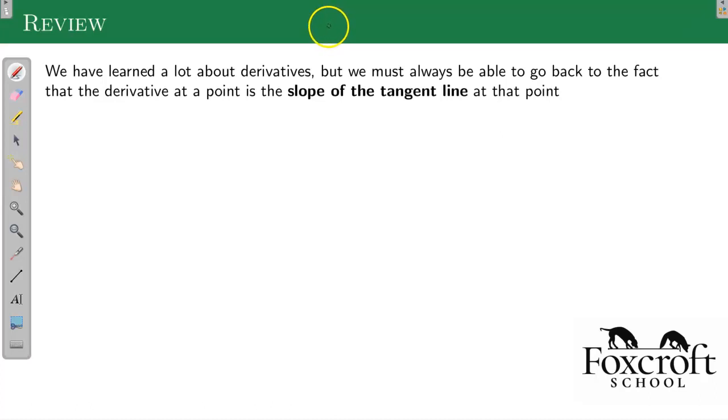All right, so let's review derivatives. We've learned a lot about derivatives, how to use the chain rule, how to use the product rule, how to do implicit derivatives, all this stuff. We always have to go back to the fact of what the derivative is. The derivative is the slope of the tangent line at a given point. So whenever we're talking about derivatives, we're talking about slopes of tangent lines and change.